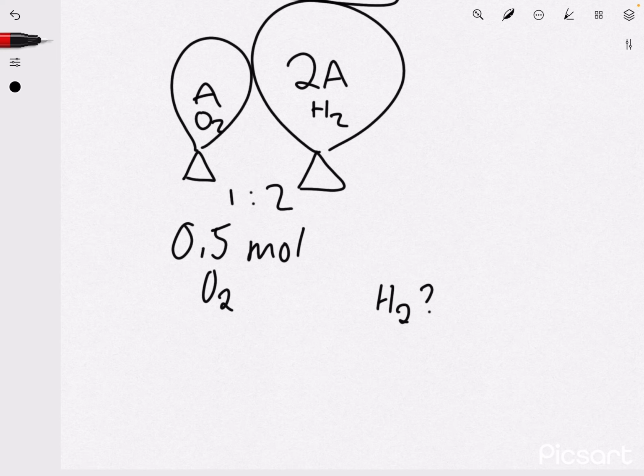Now this is helpful because this means that we can easily calculate the amount of moles in one balloon, given that we have the number of moles in the other. So if we are told that we have 0.5 moles in our oxygen balloon, we can simply times this by 2 to give us the moles in our hydrogen balloon, which will be 1.